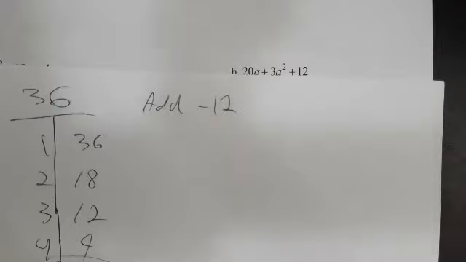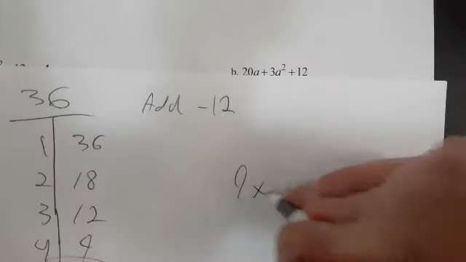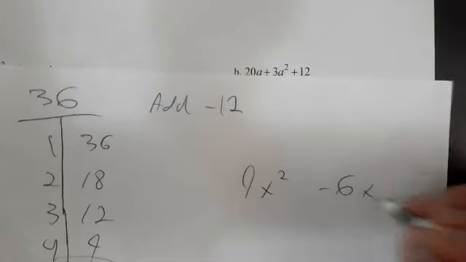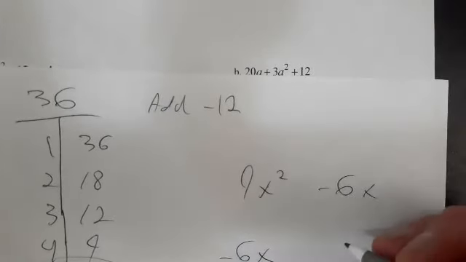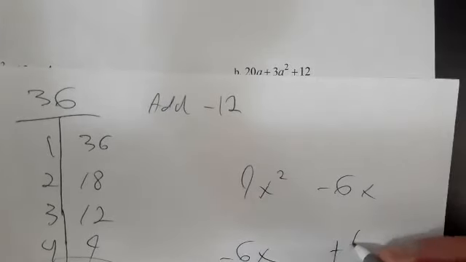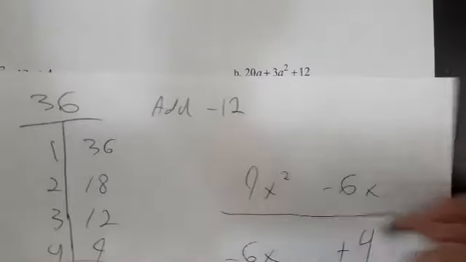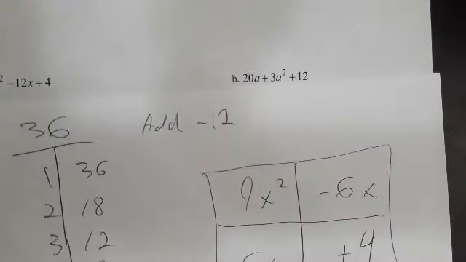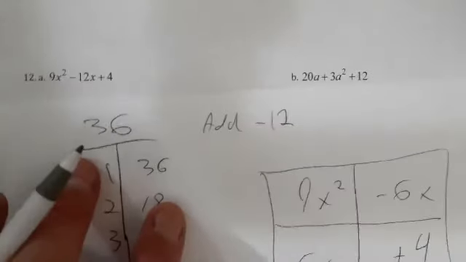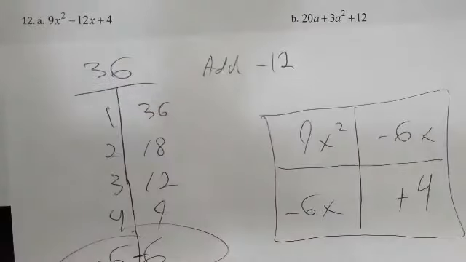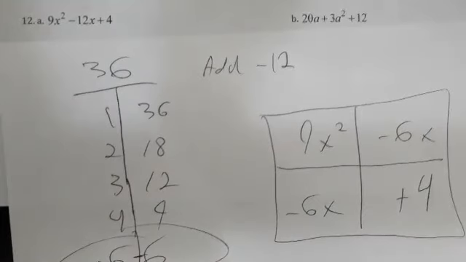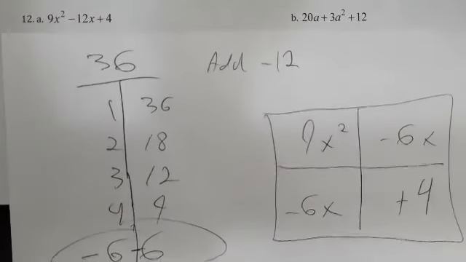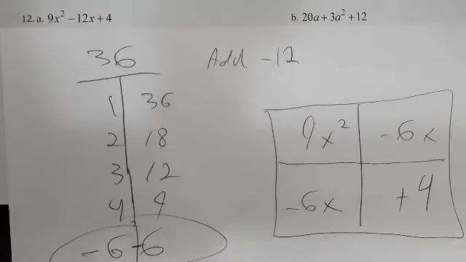So I'm looking here. I want to do 9x squared, a minus 6x, or minus 6x, and the last thing I have is a plus 4. That's it. Putting this in the box. Trying to get it all up on the screen at once. Okay, I got this in the box.